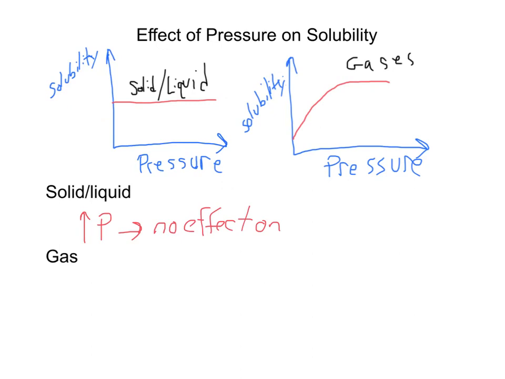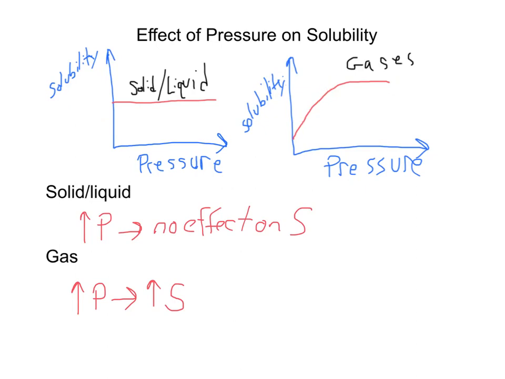Whereas gases, as we know, if you increase the pressure above a solution, we're increasing the number of collisions on the surface of the liquid. So in this case, as we increase pressure, we actually also increase our solubility of gas. And they are directly proportional to each other, but to an extent. To an extent, yeah. But we can see that it does start to flatten out up here after a while, but initially as you increase pressure, solubility goes up dramatically.